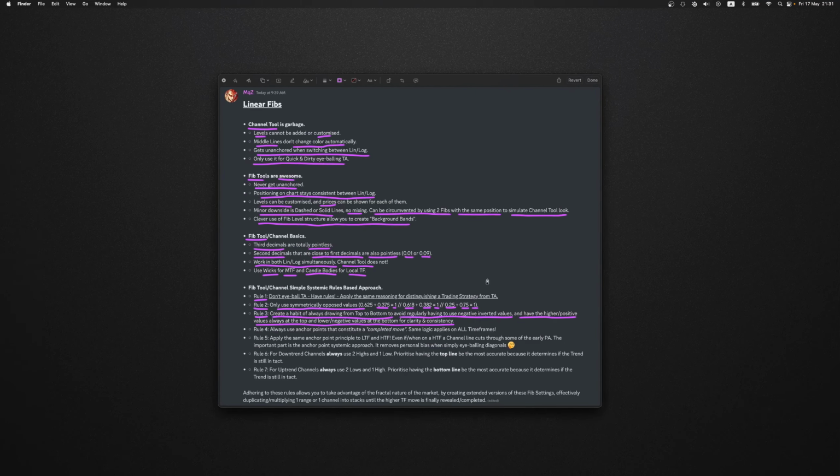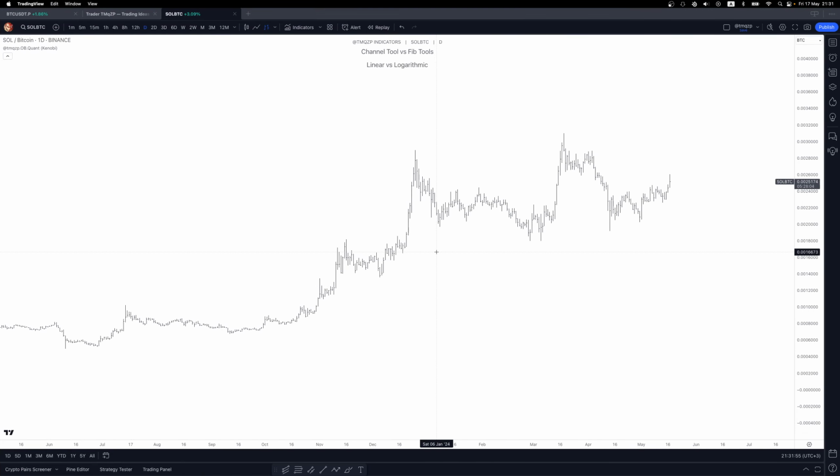All right, rule number 4. Always use anchor points that constitute a completed move. And we apply that same logic to all the time frames. What do I mean by that?